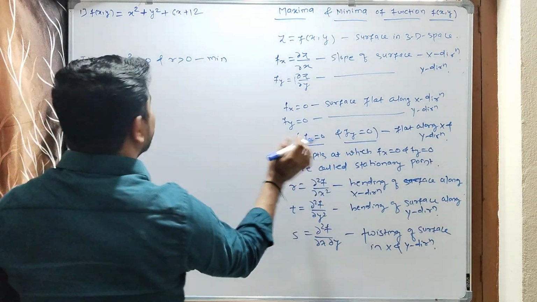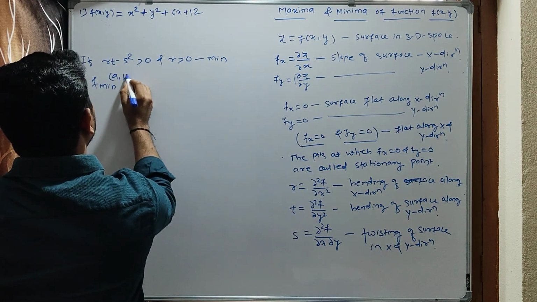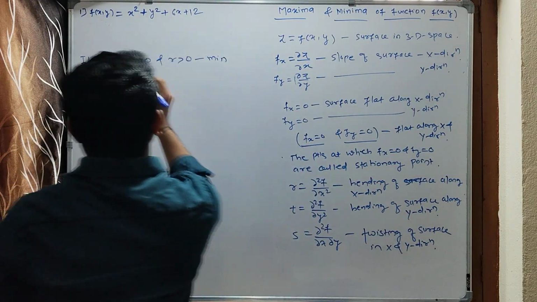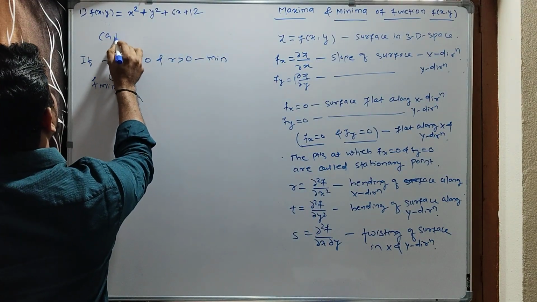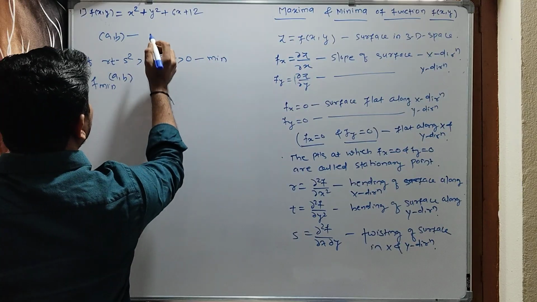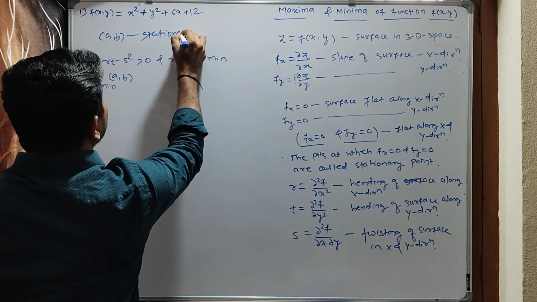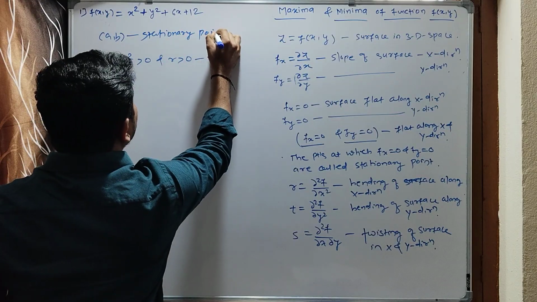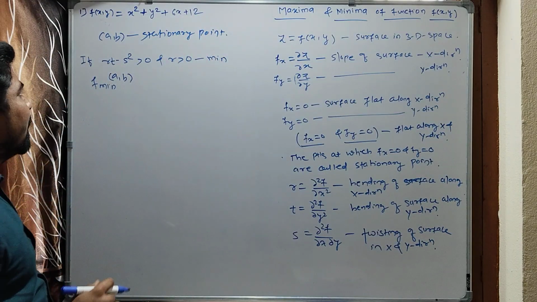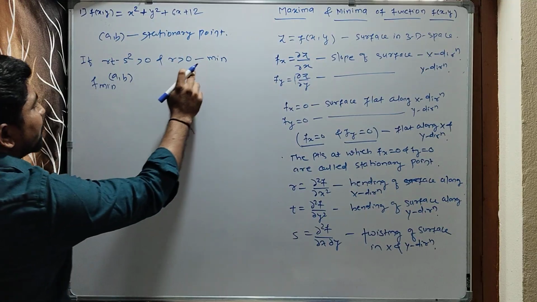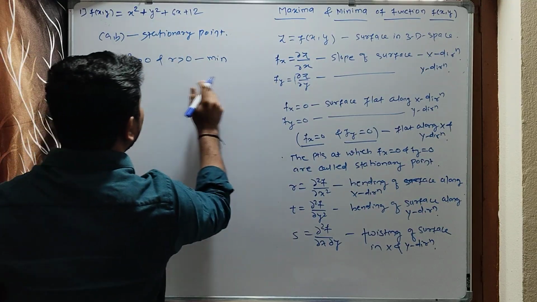Let's say a comma b is the critical point, or the stationary point. Now, if rt minus s square is greater than 0 and r is greater than 0, at that time your function has minima with minimum value f of a comma b.